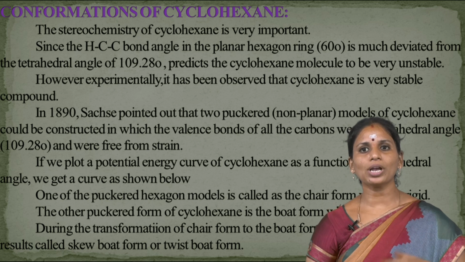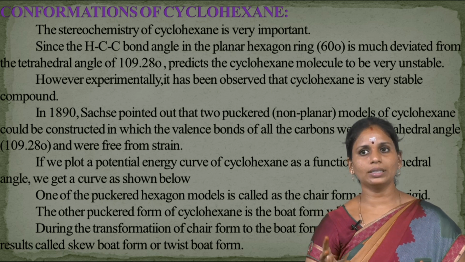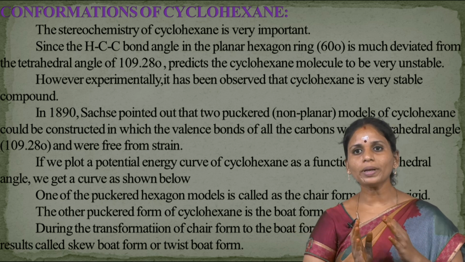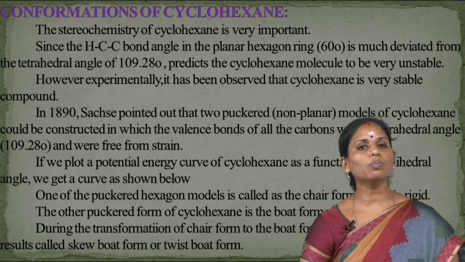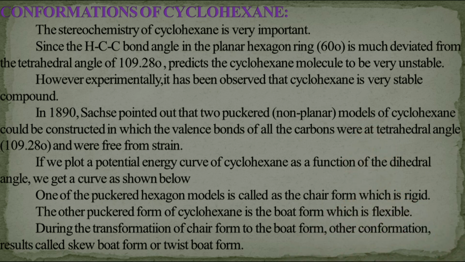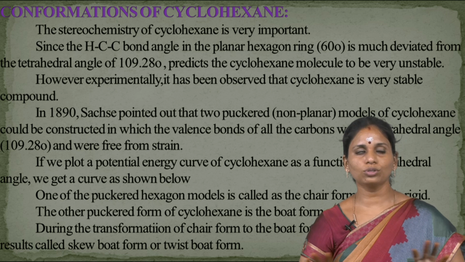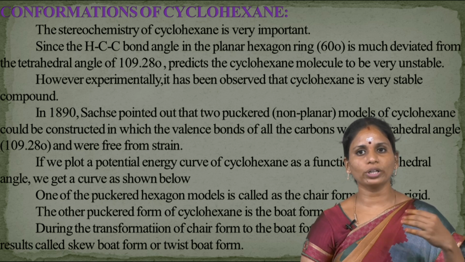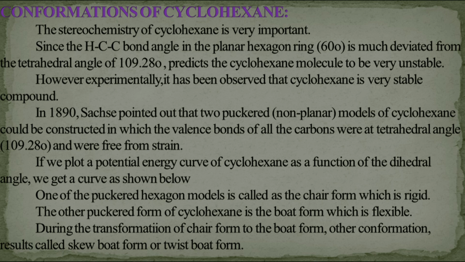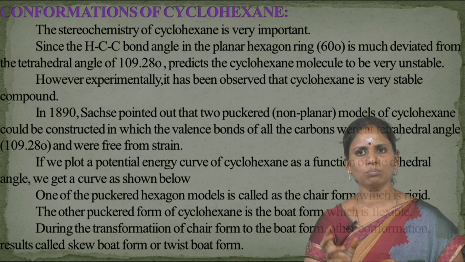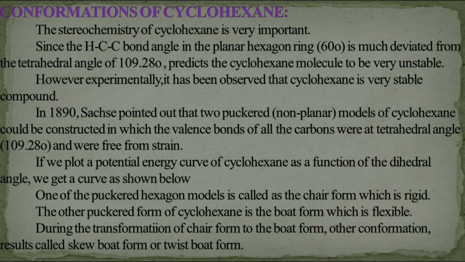In 1890, Sachse pointed out that two puckered, that is non-planar, models of cyclohexane could be constructed in such a way that the valency bonds of all the carbon atoms are tetrahedral, with every bond angle being 109.28 degrees, and were totally free from strain. If we plot the potential energy curve of cyclohexane as a function of the dihedral angle, we get a curve like that. One of the puckered hexagon models is called the chair form, which is rigid, and the other puckered form is called the boat form.